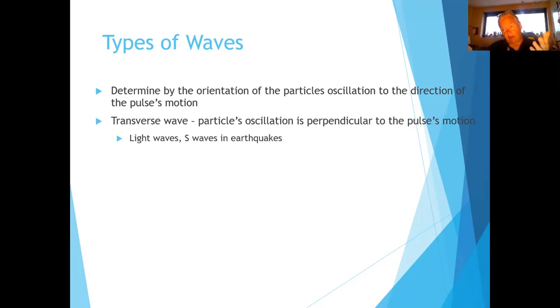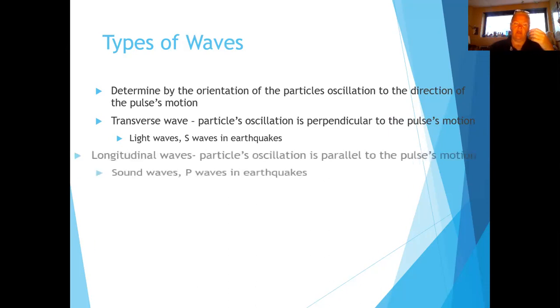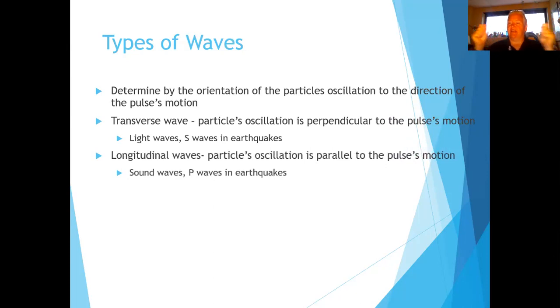Light is a transverse wave. Something called an S wave in earthquakes is a transverse wave. The other option is I could take a slinky and squeeze it and stretch it, and then that pulse would travel along the length of the slinky. So in that case, the oscillation and the propagation are parallel to each other. We call that a longitudinal wave.